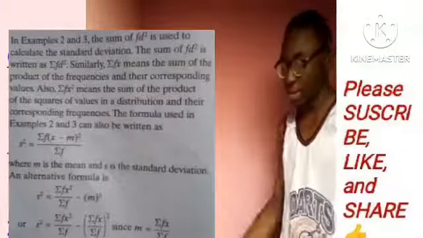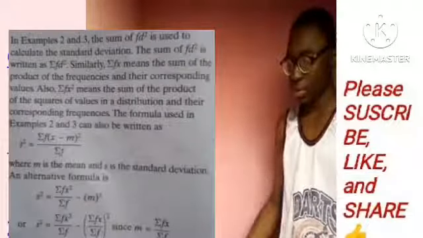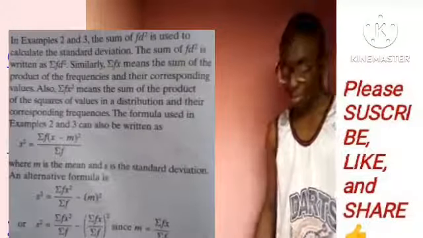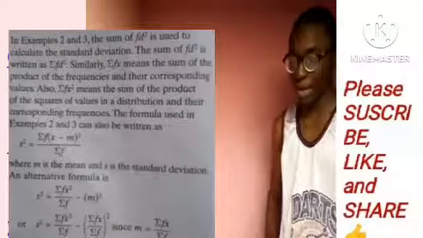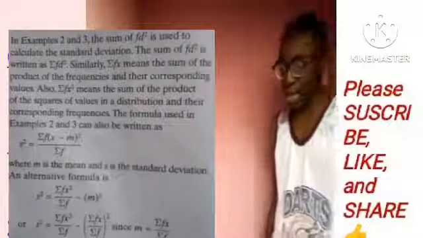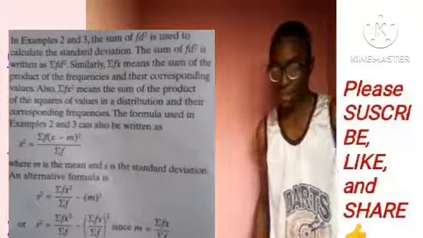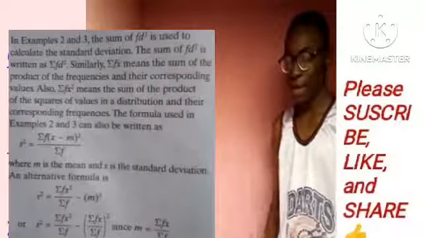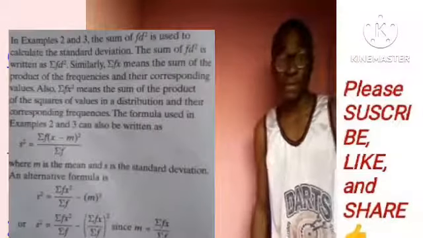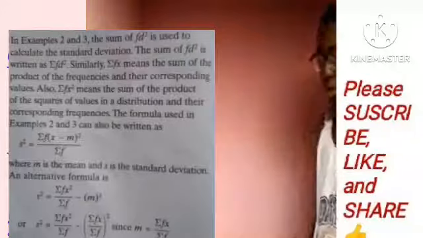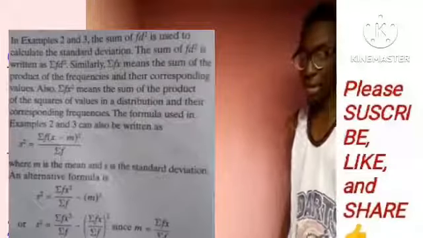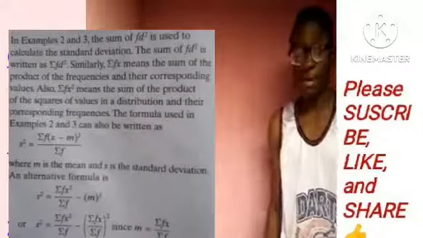Also, summation fx square means the sum of the products of the squares of values in a distribution and their corresponding frequencies. Now the formula used in example 2 and 3 can be written as s square equals sigma f open bracket x minus m close bracket squared divided by sigma f, where m is the mean and s is the standard deviation. An alternative formula is s square equals sigma fx square over sigma f minus m squared. Or you can also write it as s square equals sigma fx square over sigma f minus open bracket sigma fx over sigma f close bracket squared.